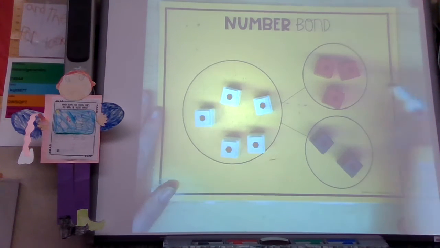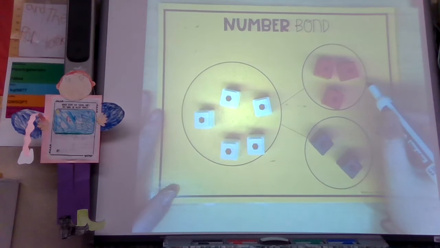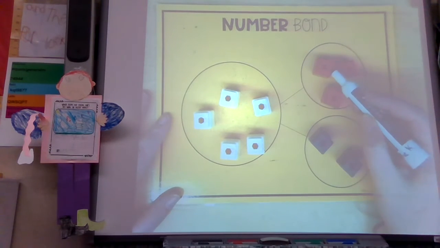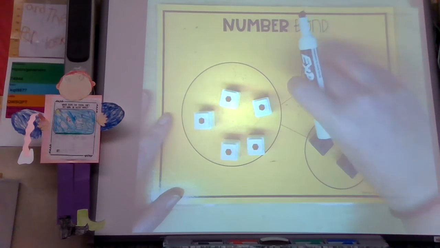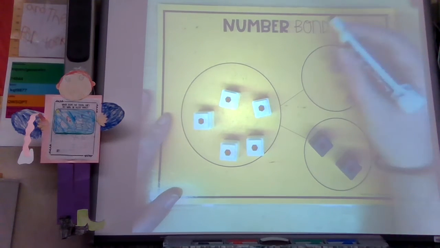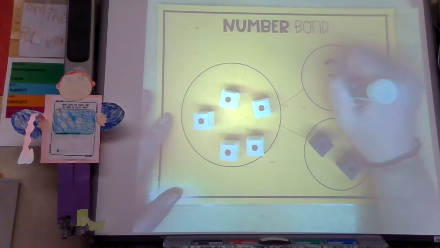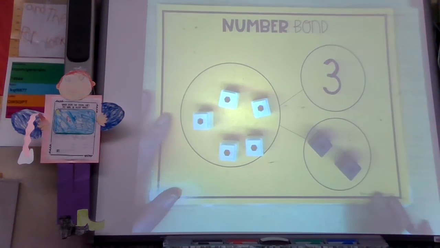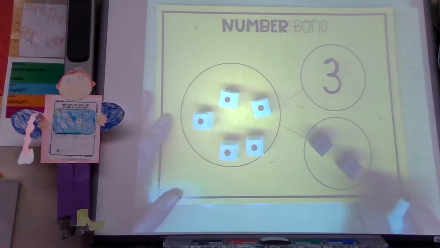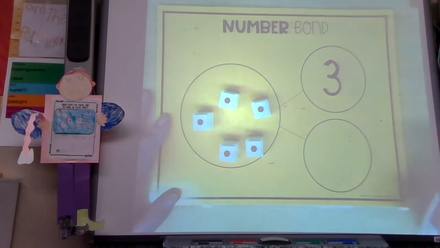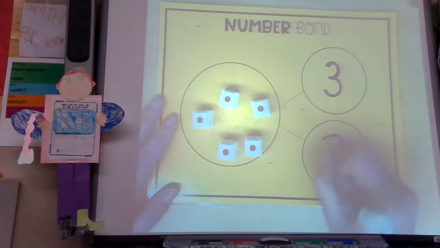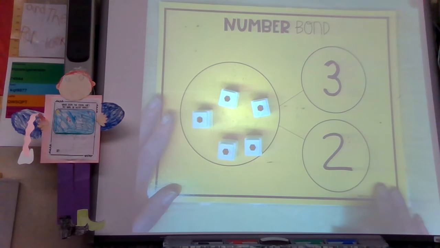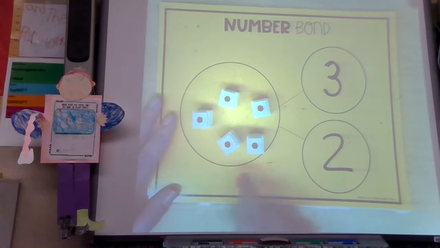So, how many red apples do I have? 1, 2, 3. I'm going to move those aside and put 3 for my red apples. My other part on the bottom had 2 green apples. Let's move those aside and put a 2. All right, do you remember how many were in my whole group all together?